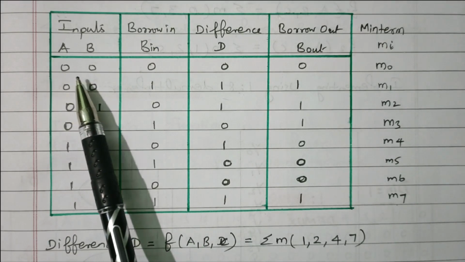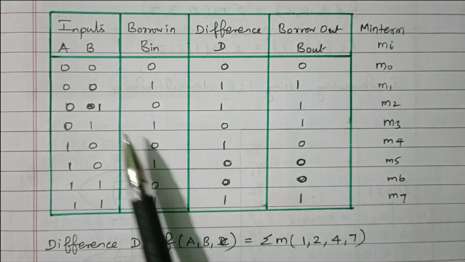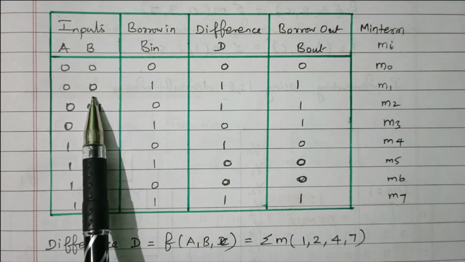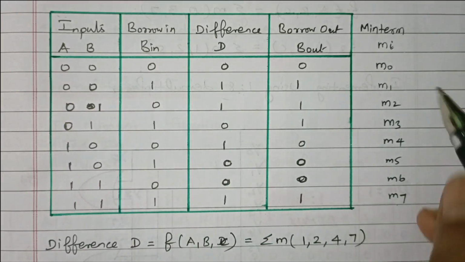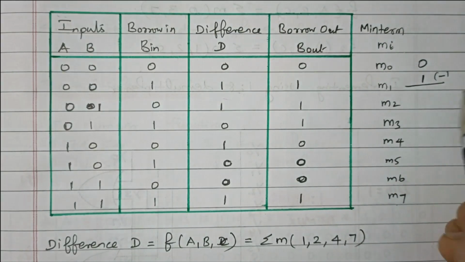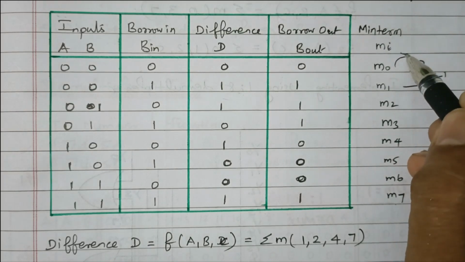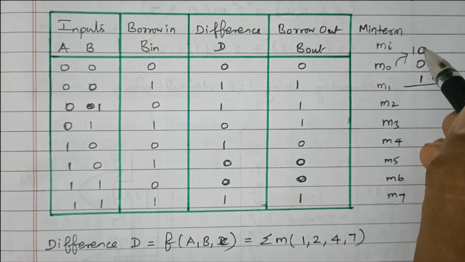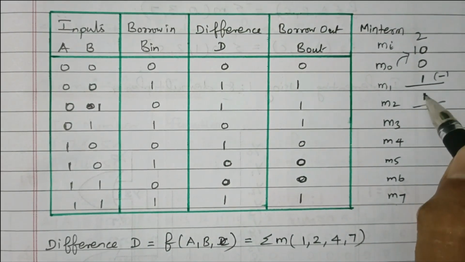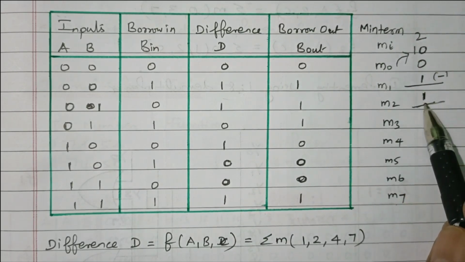Right. Suppose A is 0, B is 0 and borrow is 0. All are 0, so difference is 0 and borrow out also 0. Next, 0, 0, 1. Right. What happens? 0 minus 0 is 0. 0 minus 1, what happens? Here the 0 is there, and we need to subtract 1 from 0. This is the lesser number and this is the larger number. We need to borrow from the previous digit. While borrowing, it becomes 10. 10 means 2 in decimal. So 2 minus 1 is 1. So the difference is 1 and borrow also 1. We borrow 1 from the previous digit and difference also 1.